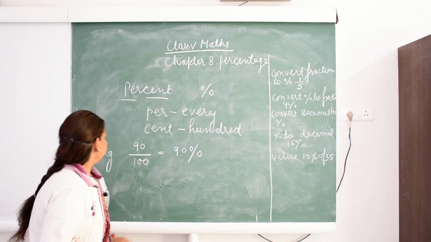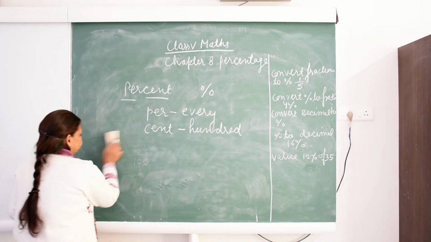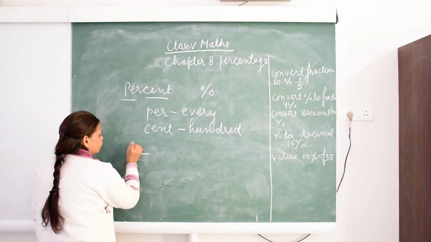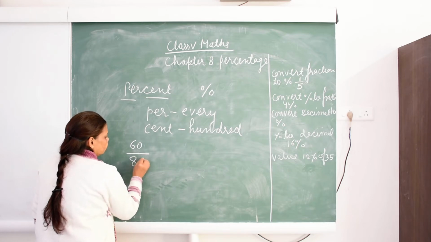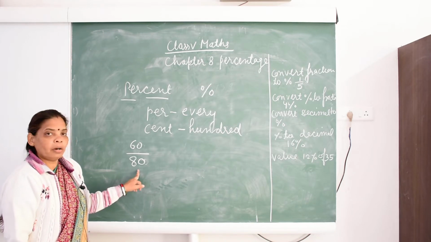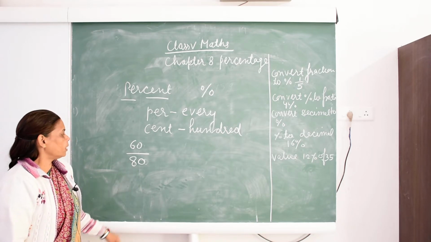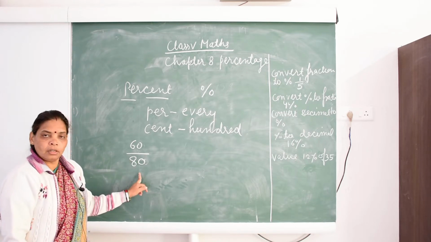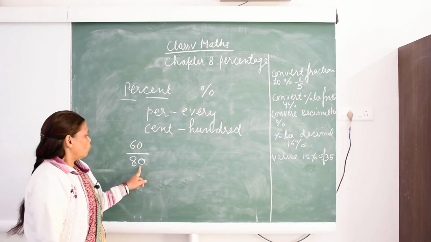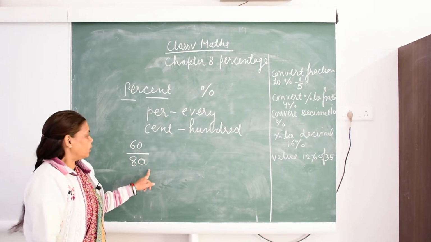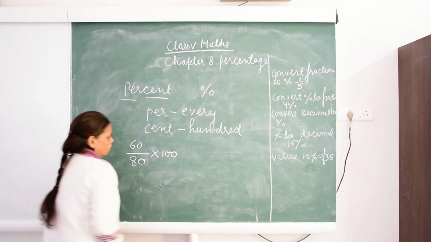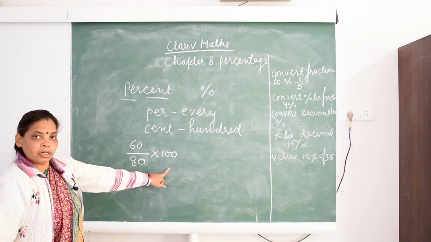Take one more example. Children, if you are getting 60 marks out of 80, is this the percentage? No, this is not the percentage. Why is this not a percentage? Because here the denominator is not 100. So we have to convert this into a percentage. For converting to a percentage, we multiply the number with 100%.